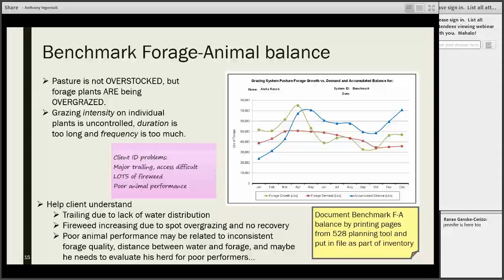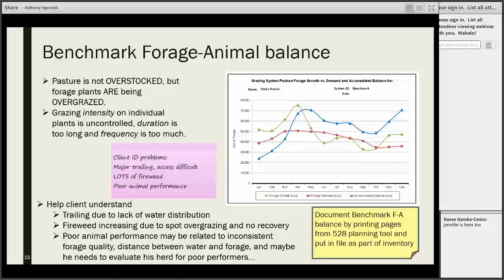The grazing management may also be contributing to his poor herd performance. That's a little bit harder to determine. But the main thing we need to do at this point is help him make those connections and understand that the trailing is due to the fact that there's no water distribution and those animals are out there all year round. That the fireweed that is increasing is due to the spot overgrazing and having no recovery.